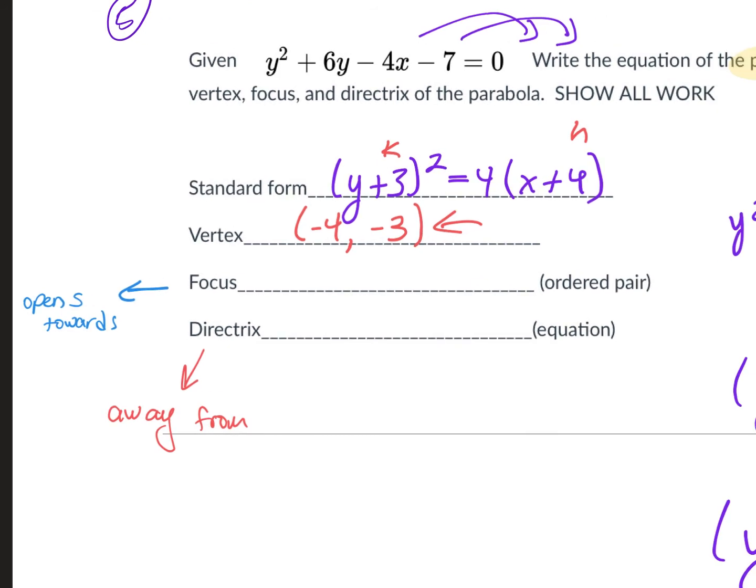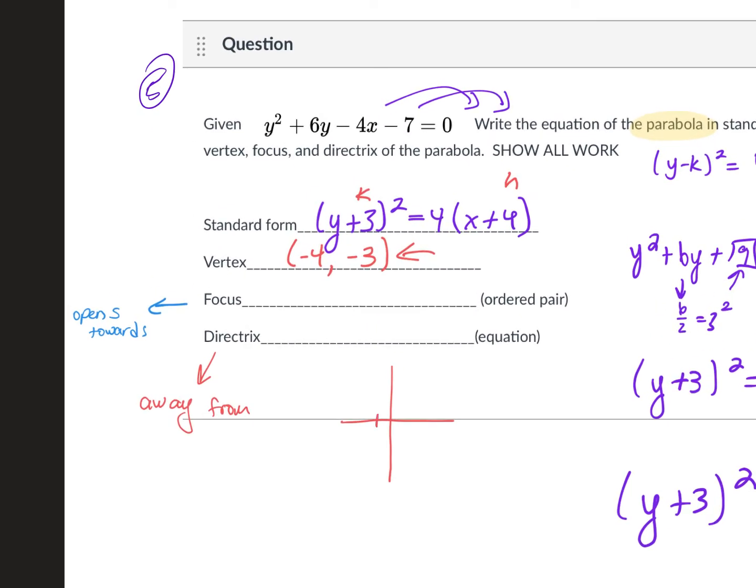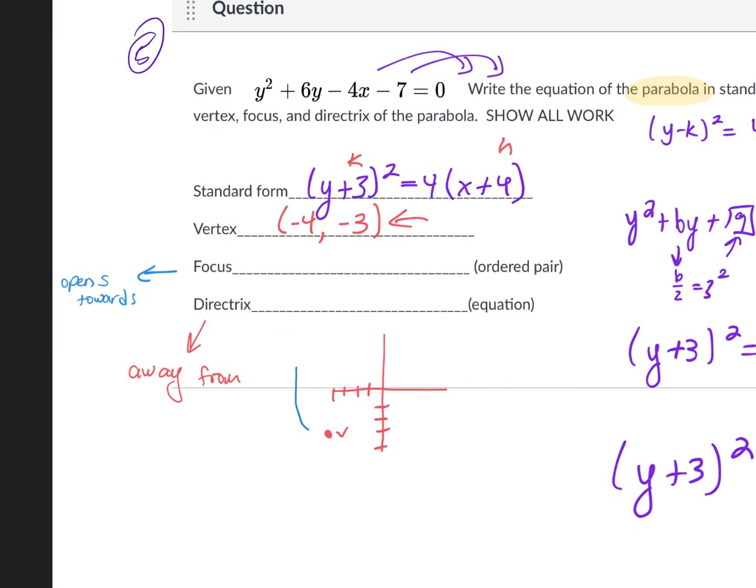So if we gave ourselves a little picture here. All right, let's draw just a little picture. Where is my vertex? Negative 4, negative 3, right? So here is my vertex. They're asking you for the focus, and they're asking you for the directrix. Which way is my parabola opening? Upwards or downwards? Why? Because it's positive. It opens toward the focus, so my focus is going to be above that. My directrix is going to be below it.